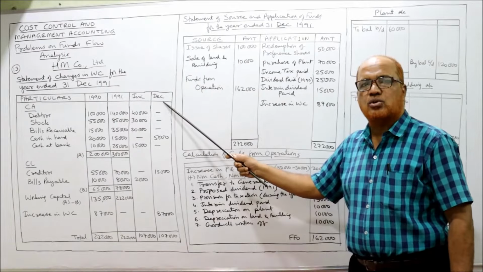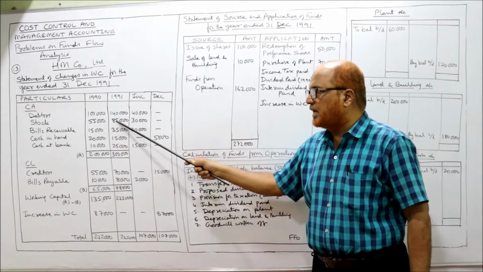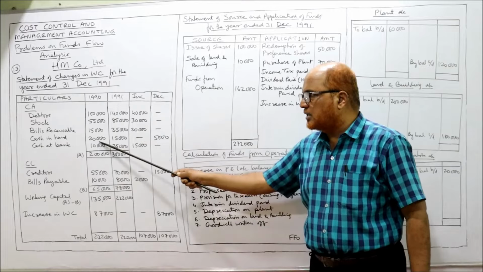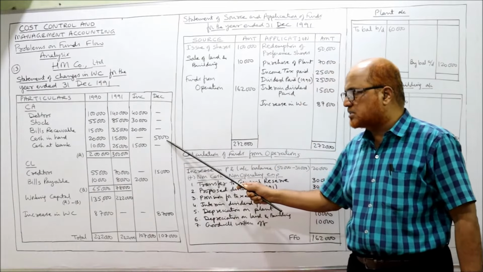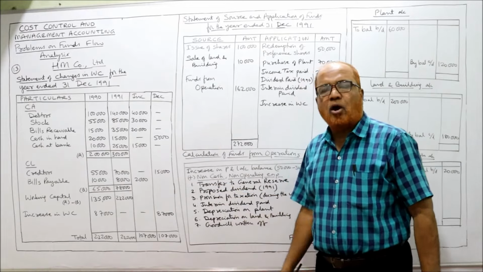So increase, decrease column. 1 lakh to 1 lakh 40,000 increase. 55 to 85, 30,000 increase. 15 to 35, 20,000 increase. 20,000 to 15,000, 5,000 decrease. And 10 to 25, 15,000 increase. Current liability opposite.